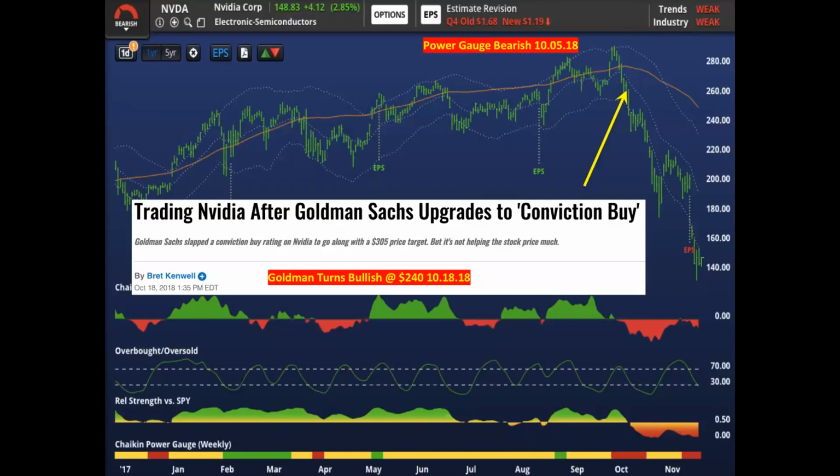You need an objective way to evaluate stocks, because if you were watching CNBC, you saw this article and analysts being interviewed. How do you trade NVIDIA after Goldman Sachs upgrades it to a conviction buy with a price target of 305? Well, it turns out Goldman Sachs reversed course about 2 weeks later when the stock was trading at around 200 and said, whoops, we were wrong, a Rick Perry moment. And if you were following Chaikin, you weren't swayed by that because the power gauge was bearish, underperforming the market, institutions selling. You're looking for spots to sell the stock, not buy it.